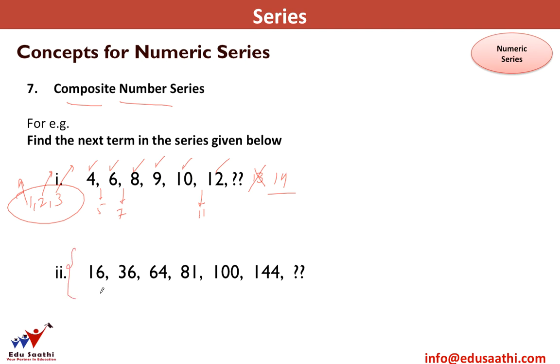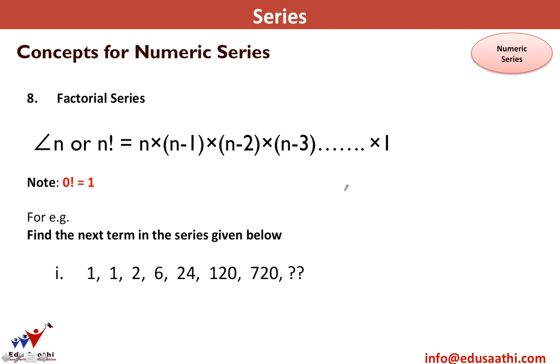Similarly, this series here is nothing but the square of the series mentioned above. 16 is 4 square, 36 is 6 square, this is 8 square, 9 square, 10 square, 12 square. So here I'll have 14 square, which is 196. Just another concept for you to keep in mind.